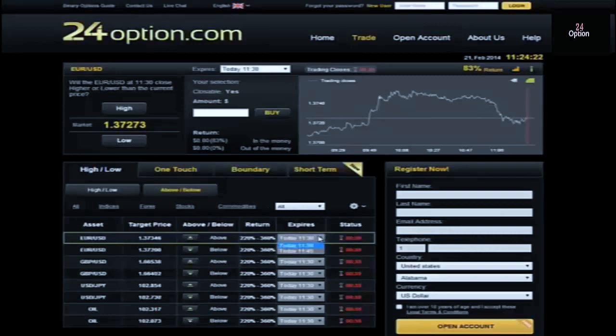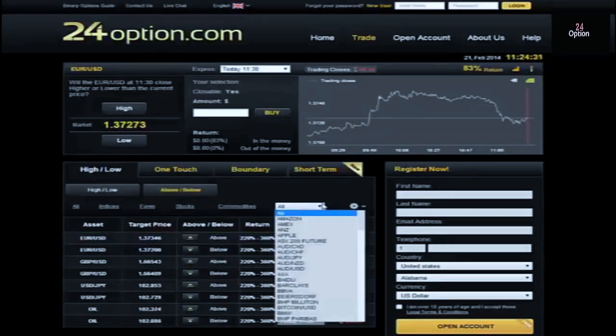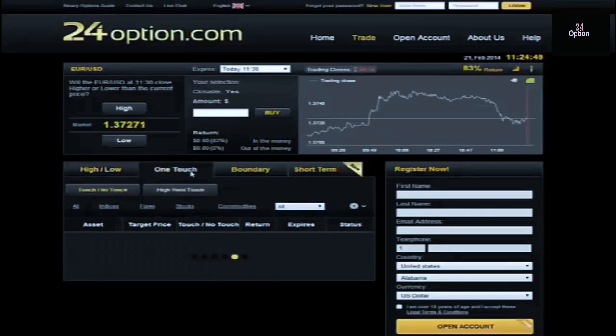In terms of the expiries, they are actually pinpointing certain expiries, not giving you a plethora of choices. And the assets that they trade are a full range of assets, which include currencies, commodities, individual stocks, and a bunch of equity indices. The second type of binary option that is offered by 24Option is the one-touch option.